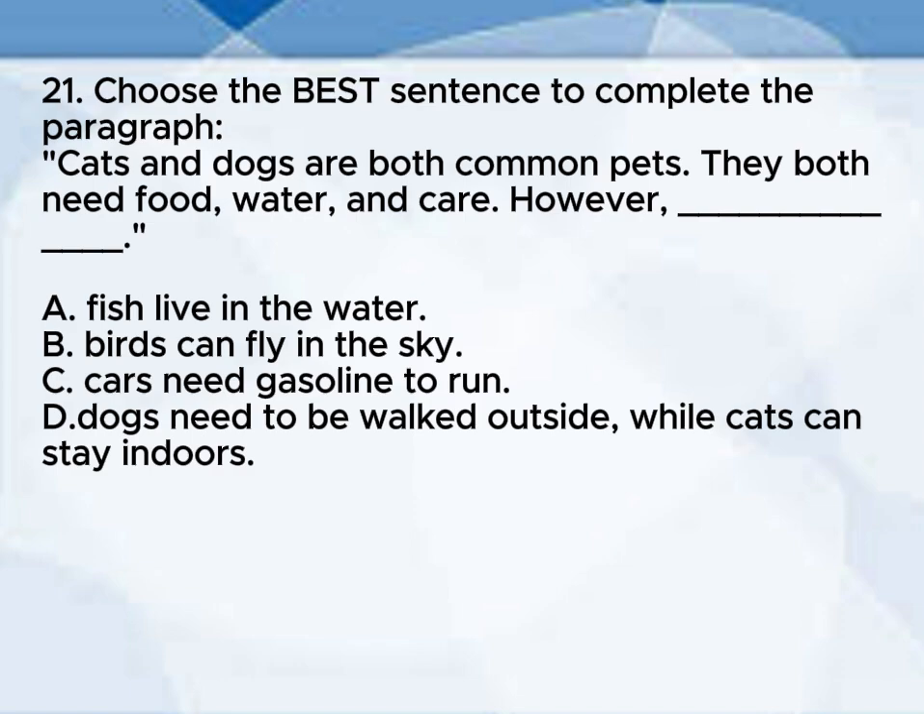Choose the best sentence to complete the paragraph. Cats and dogs are both common pets. They both need food, water, and care. However, A. Fish live in the water. B. Birds can fly in the sky. C. Cars need gasoline to run. D. Dogs need to be walked outside, while cats can stay indoors.